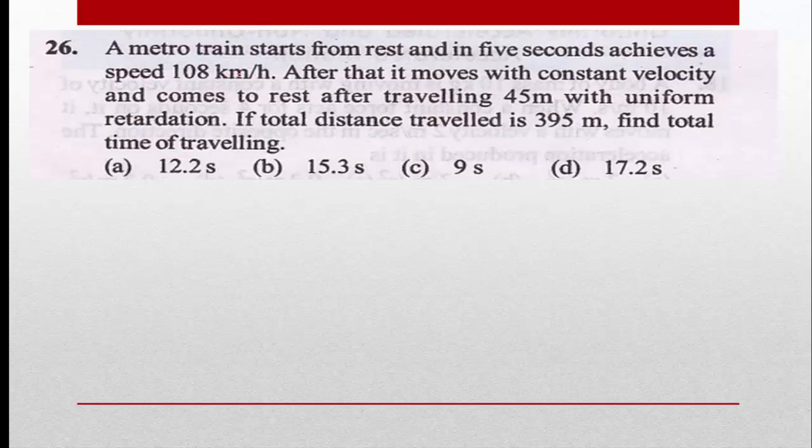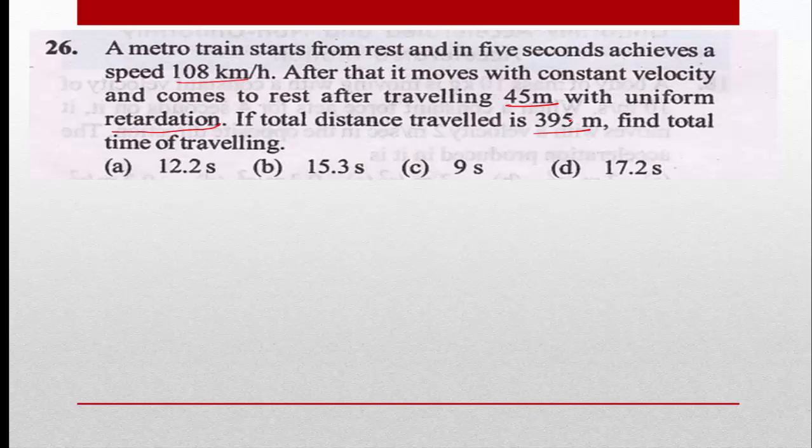Question number 26. A metro train starts from rest and in 5 seconds achieves a speed of 108 km per hour. After that, it moves with a constant velocity and comes to rest after traveling 45 meter with uniform retardation. Retardation means opposite, negative. If the total distance traveled is 395 meter, find the total time of traveling.